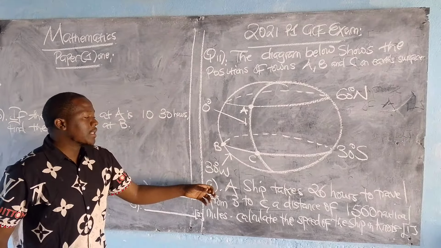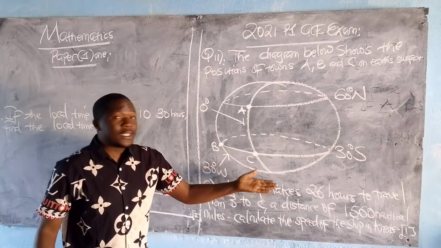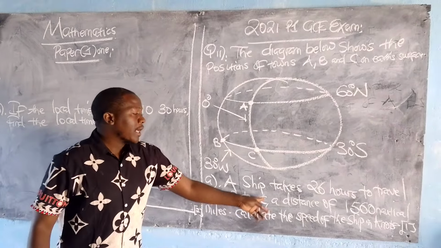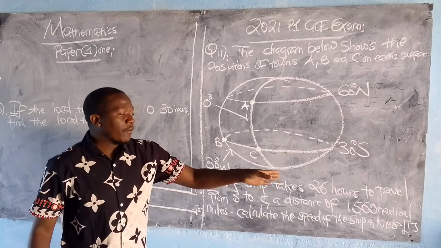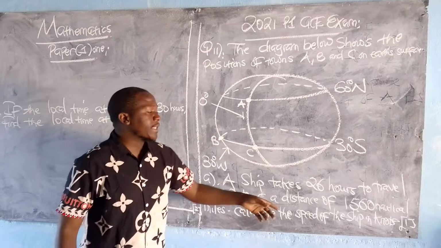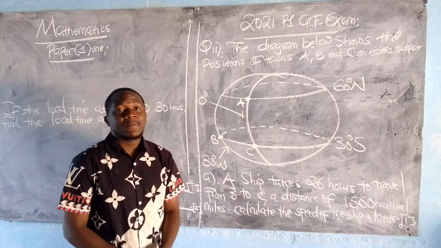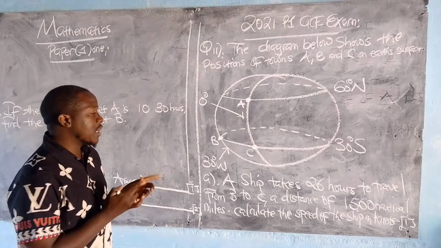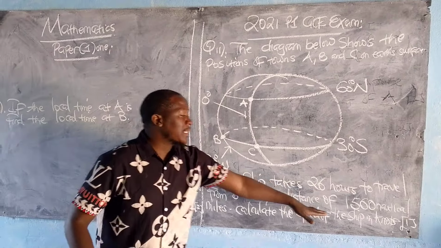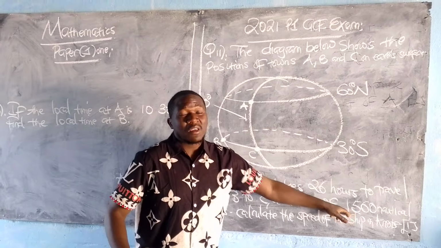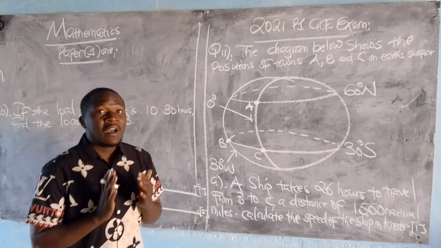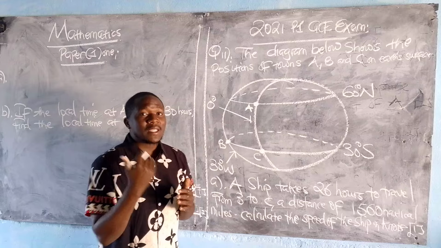So on A, it says a ship takes 26 hours to travel from B to C over a distance of 1,560 nautical miles. Calculate the speed of the ship in knots. We are very lucky for this question because the time that it took has been given. Also the distance that was covered is also given. Now it remains for us to apply the correct formula for speed linking distance and time.